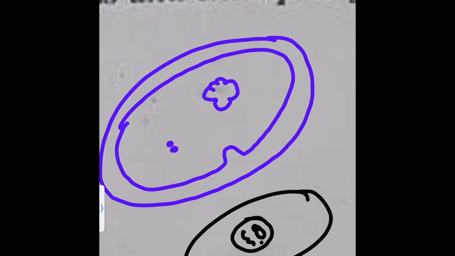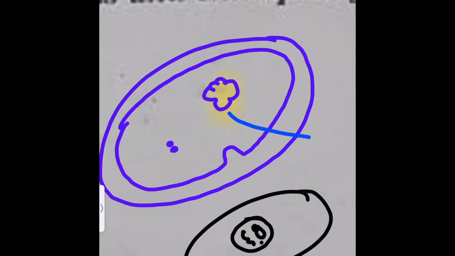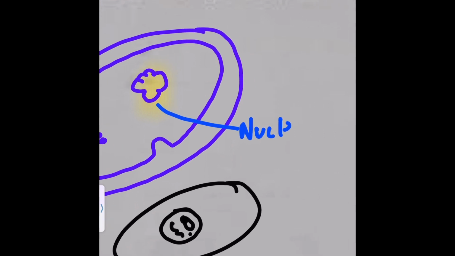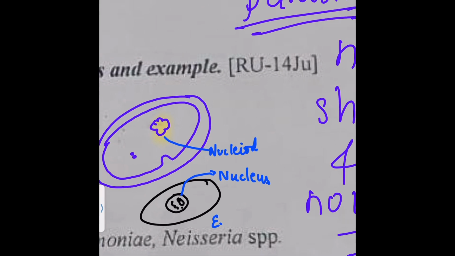So any structure without this nuclear membrane is basically a nucleoid. So nucleoid is any structure having chromatin material, but it is not bound by a membrane. So it is not a nucleus. It is not a true nucleus. It is basically a collection of chromatin, and this amorphous collection of chromatin is known as nucleoid. And in case of eukaryotes, this is nucleus. Got it?